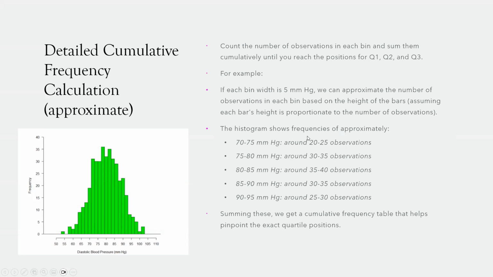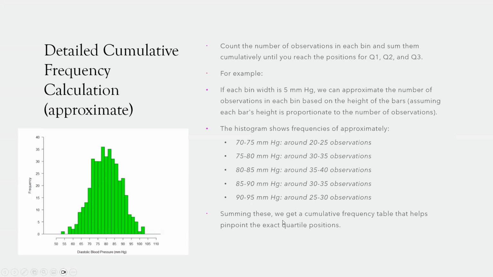The histogram shows frequencies of approximately 70 to 75 millimeter of mercury around 22 to 25 observations. 75 to 80 millimeter of mercury around 30 to 35 observations. 80 to 85 millimeter of mercury around 35 to 40 observations. 85 to 90 millimeter of mercury around 30 to 35 observations. 90 to 95 millimeter of mercury around 25 to 30 observations.